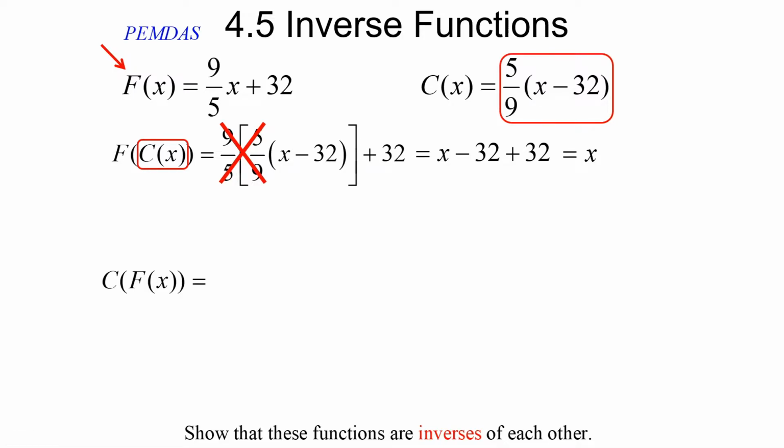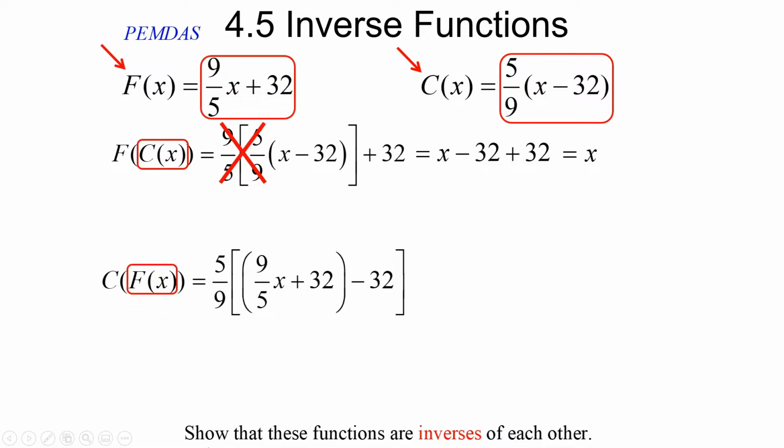Okay, let's find c of f of x, and let's hope the same thing is going to happen. So I'm going to take my function c of x, and I'm going to write this expression, but do you see this x right here? I'm going to put a set of parentheses right there for the x. Because instead of c of x, I now have c of f of x. And f of x is the 9/5 x plus 32. So we're going to bring that down and put it in the parentheses right there.